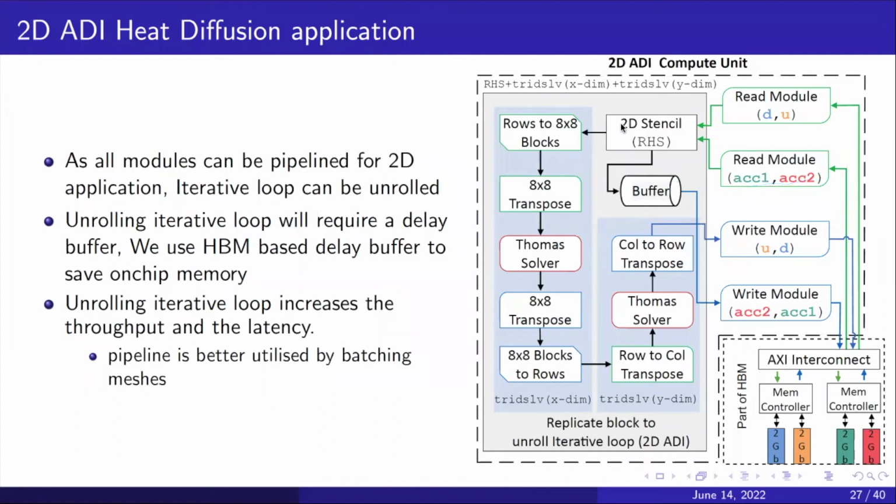After reading from HBM, several optimizations are applied, such as rows to 8x8 blocks, 8x8 transpose, and column to transpose. Since all the modules are pipelined in the 2D case, the iterative loop can be unrolled. But this would require a delay buffer, which can be implemented using HBM by enforcing memory operation at particular distances. Unrolling the iterative loop will increase the latency, but the pipeline can be better utilized by larger batch sizes. Moreover, multiple compute units like this can be instantiated based on availability of FPGA HBM ports and resources.